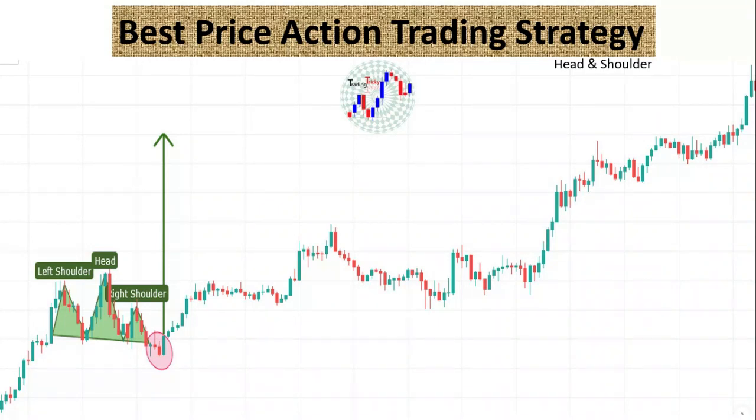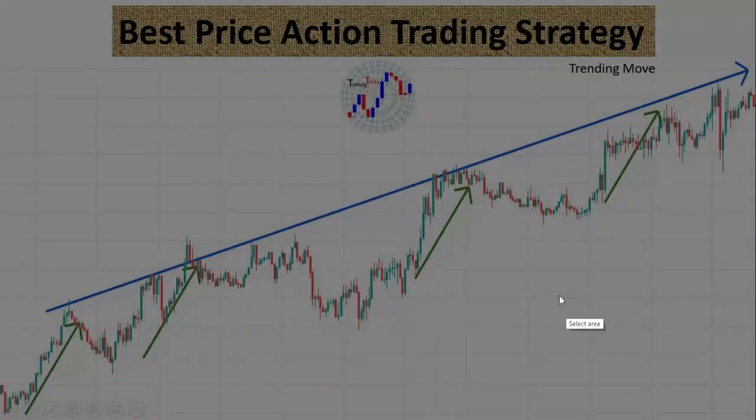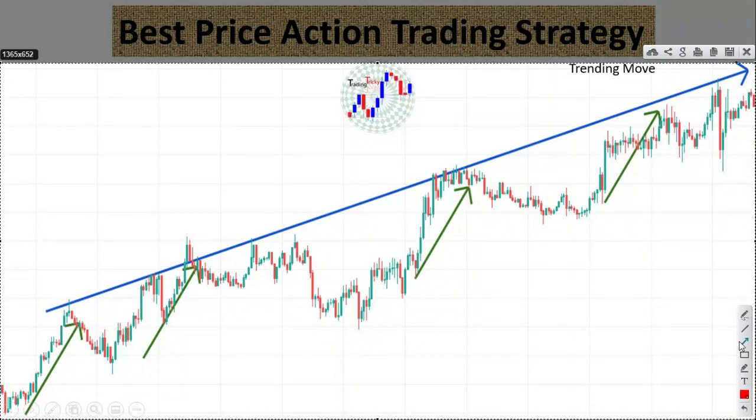Trending move. You are probably wondering what a trending move is. A trending move is a longer leg of a trend. If the candles are larger in an uptrend, it signals strength as the buyers are in control. If the candles are small, it signals weakness as the buyers are exhausted. Here is an example of trending moves. As you can see in this chart, the market is making a new high every time. So this is called trending moves.